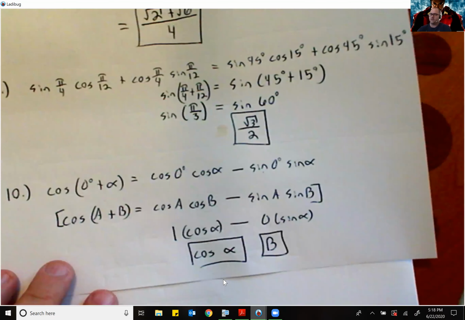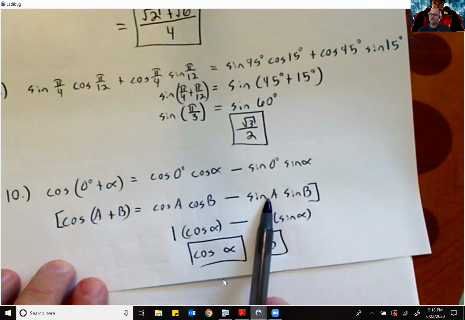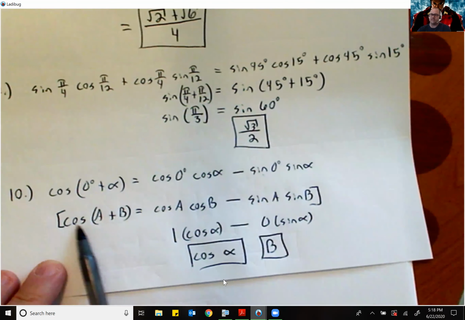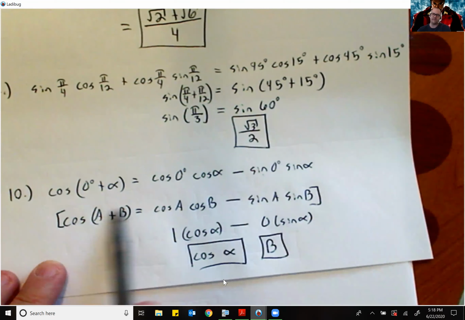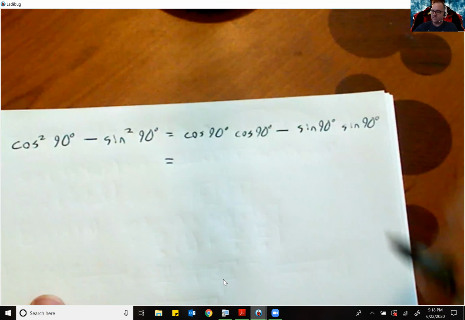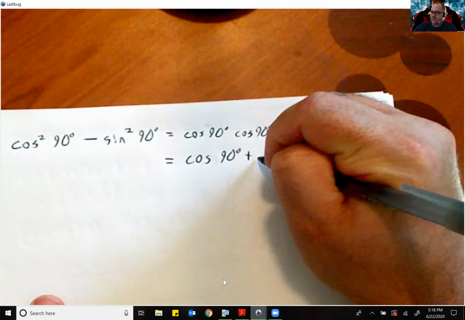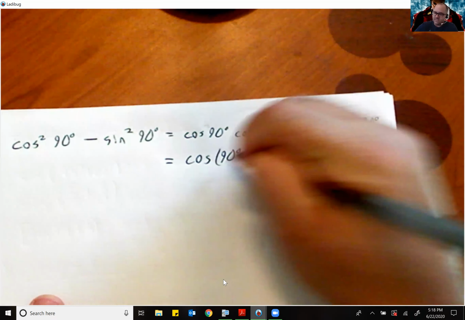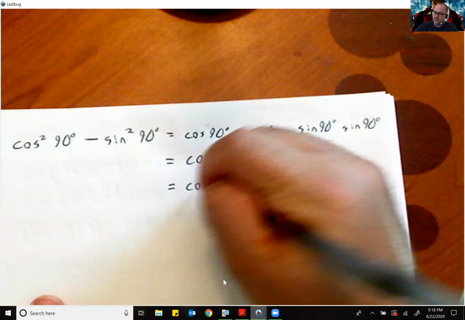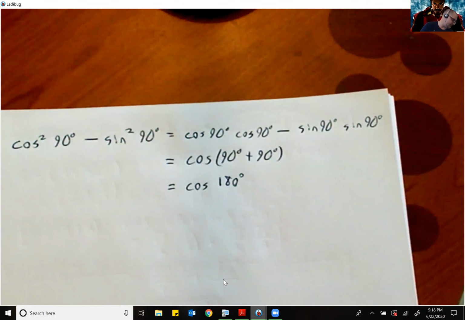But wait, we've seen that. Look right here. If you have cosine A, cosine B, sine A, sine B in the subtraction, it really just means that all we were doing was adding those 2 pieces together for cosine. So we're just working backwards, just like what we did in number 9. So just take it backwards. This is really cosine of 90 plus 90, which is equal to cosine 180 degrees. That's all they want to know. And cosine 180 degrees is -1.